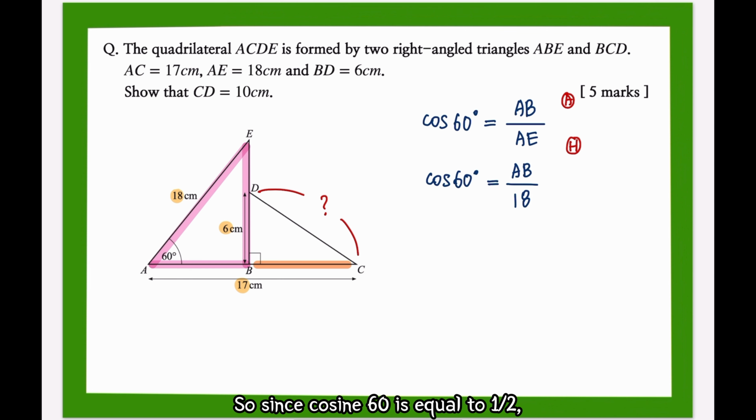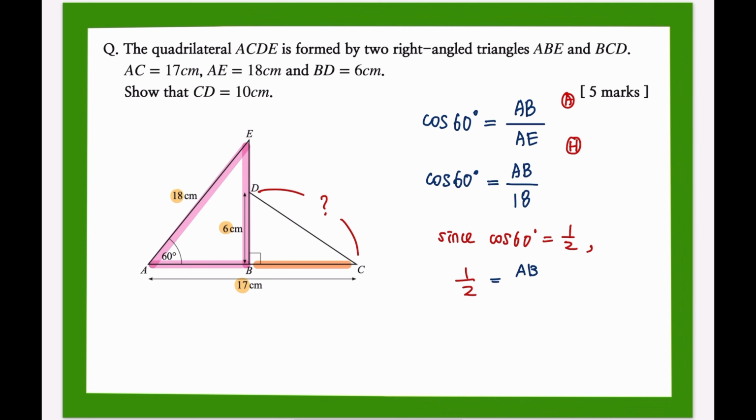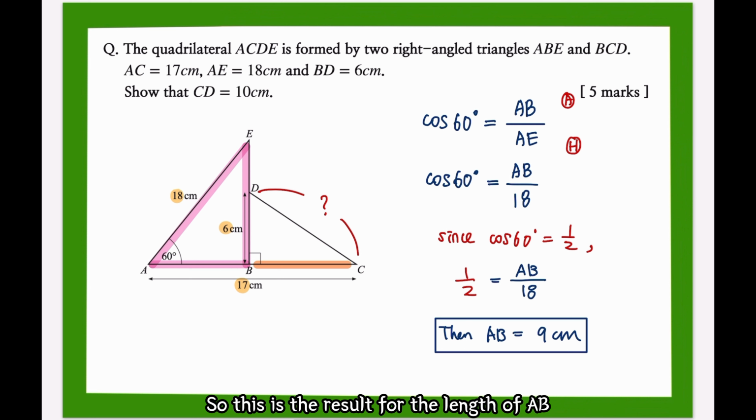So since cosine 60 is equal to 1 over 2, let's replace cosine 60 with 1 over 2. Then it equals AB over 18. So to satisfy this equation, AB equals 9. So this is the result for the length of AB. Let me write down the 9 centimeters.